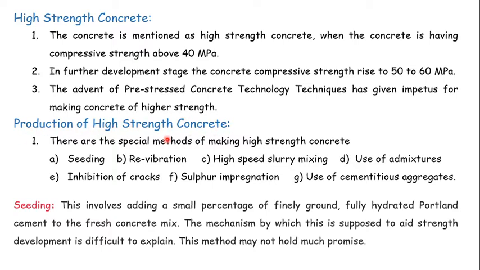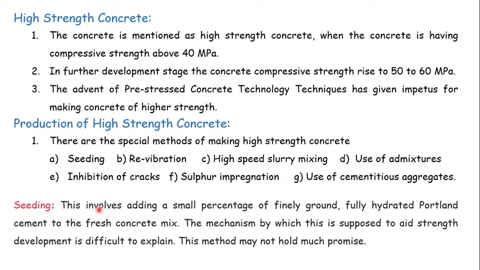Production of high strength concrete. There are special methods of making high strength concrete, that is seeding, revibration, high speed slurry mixing, use of admixtures, inhibition of cracks, sulfur impregnation, use of cementitious aggregates.